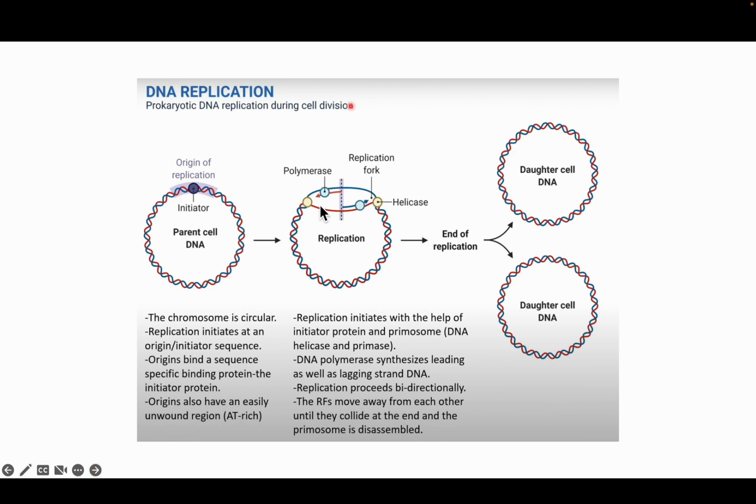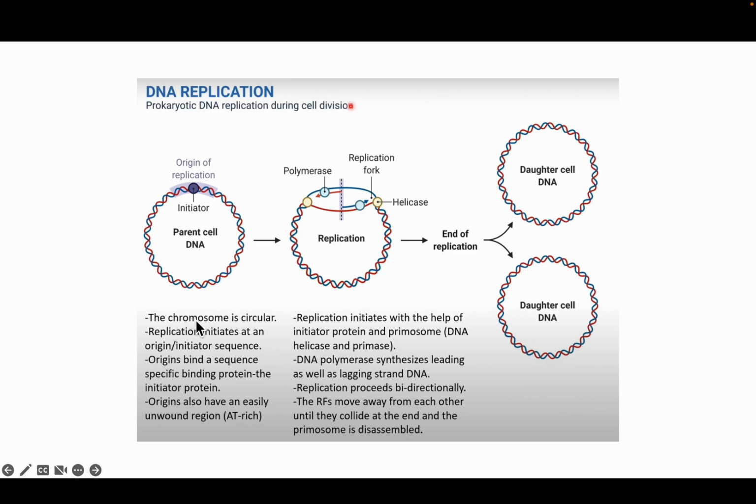So this is DNA replication, prokaryotic DNA replication during cell division. You can see this is the parent cell DNA and the origin of replication, where, as we have already discussed, different proteins come into play. They form a replication fork and so on, and then eventually the replication ends.